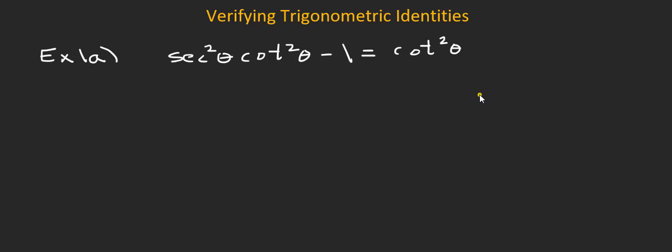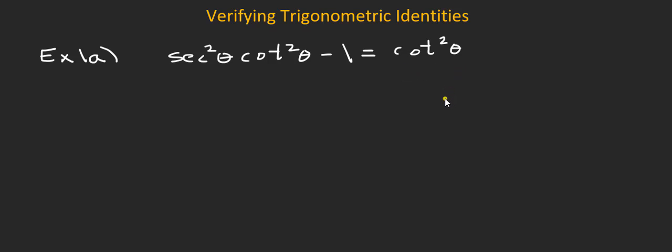In this video, we'd like to verify trig identities. So let's take a look at the first example. You've got secant squared theta times cotangent squared theta minus 1 equals cotangent squared theta. You've got to prove that the left side is equal to the right side.